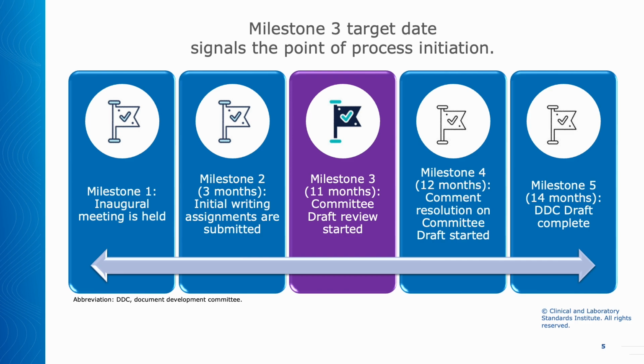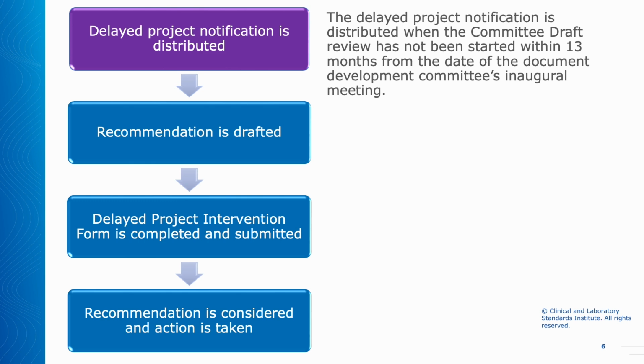Milestone 3 is the point of initiation for the Delayed Project Intervention Process. When the Milestone 3 target date is exceeded, that is, the committee draft review has not been started within 13 months of the Document Development Committee's inaugural meeting, the Delayed Project Notification is issued by CLSI. This notification is sent to the Document Development Committee and the expert panel chairholders and vice chairholders.